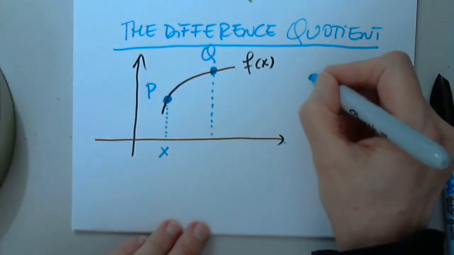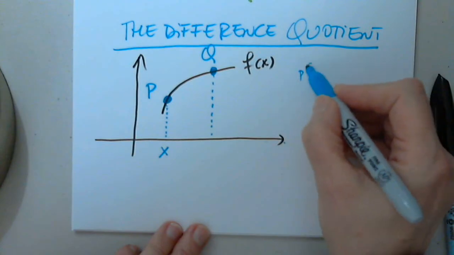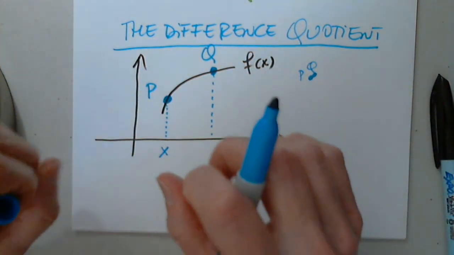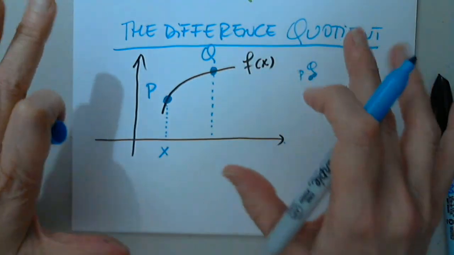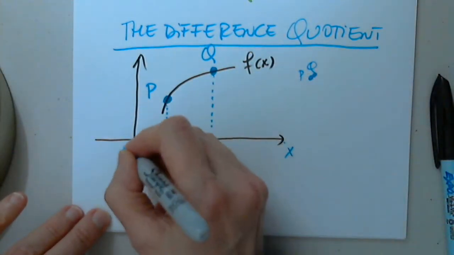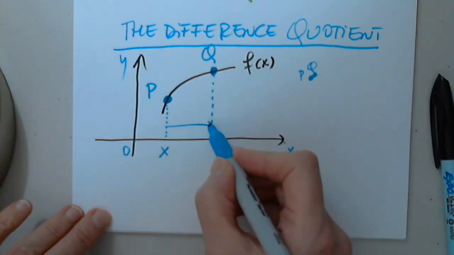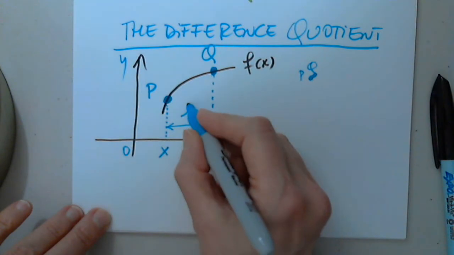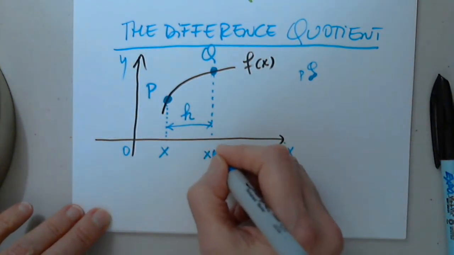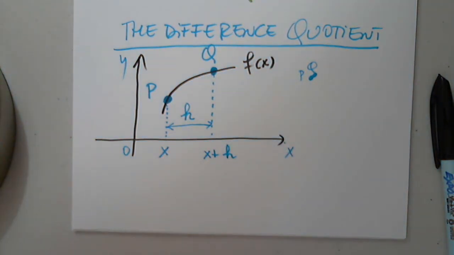Because if I have point P here and point Q here, I can't explain anything. No one will understand what I'm trying to say or do. So assume that I zoomed in. And these 2 points are close to each other. So how close? This distance is very tiny. We're going to call it little h, lowercase h. So then obviously this is x plus that little thing.